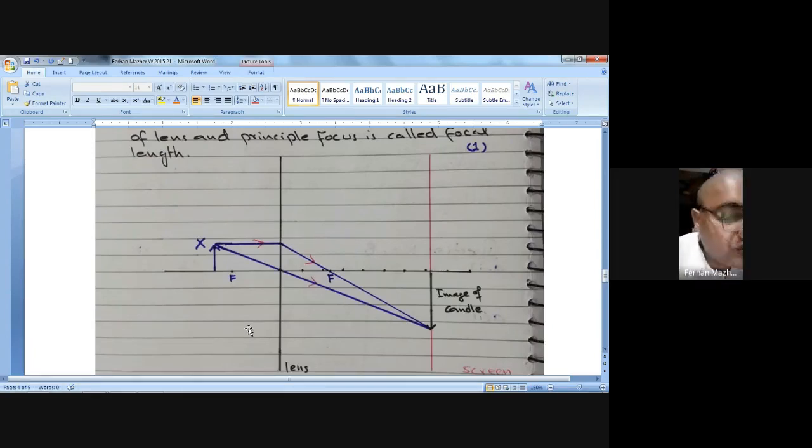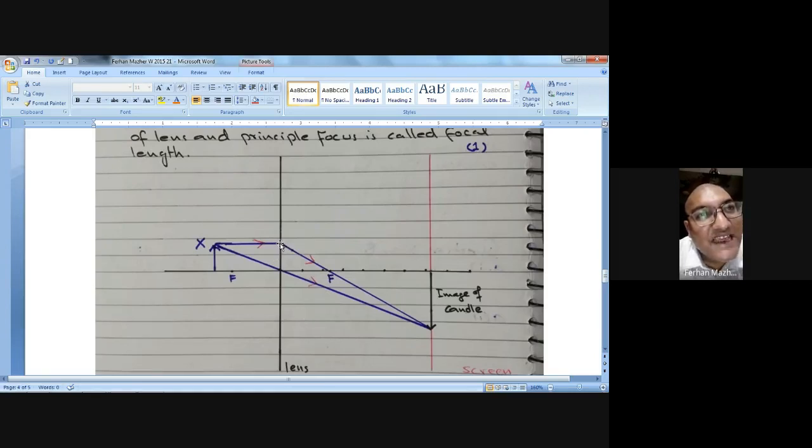Okay, the next question was to draw the ray diagram. So what I will do, this is the tip of the image. I will join it with the F, and I will use the scale and draw this line until it touches the lens. With the help of the scale, join the arrowhead of the image with the F, and prolong this line till the lens.